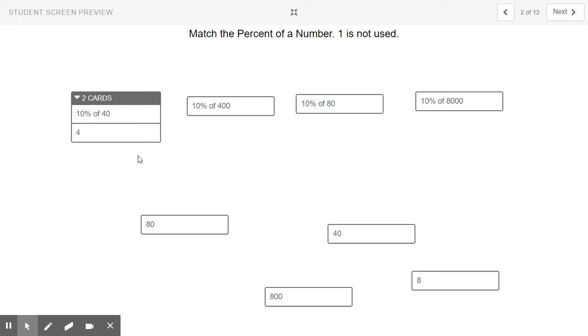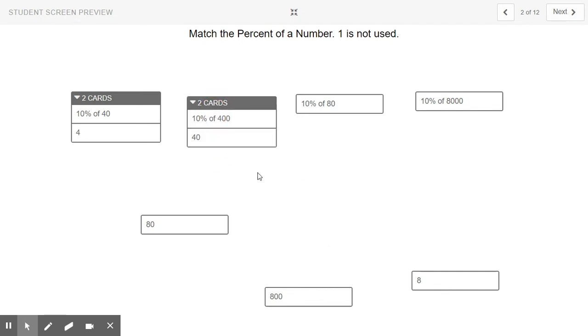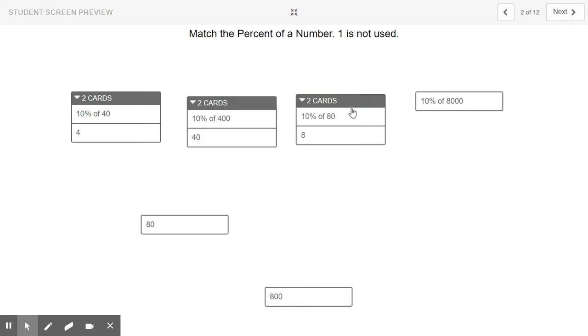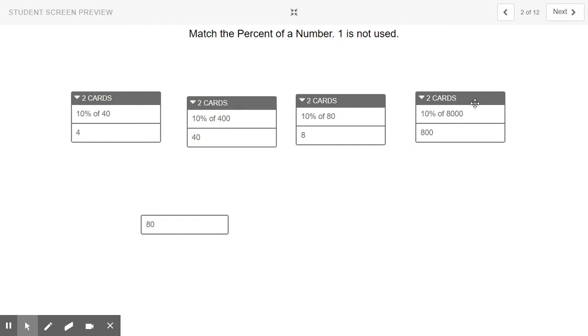10% of 400: divided by 10, move that decimal 1 to the left, 400 would become 40. 10% of 80: divided by 10, 80 divided by 10 is 8. Move that decimal once to the left. 10% of 8,000: divided by 10, move the decimal once to the left, 800. And one of the cards is not used.